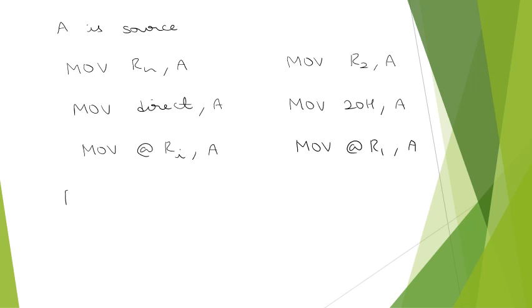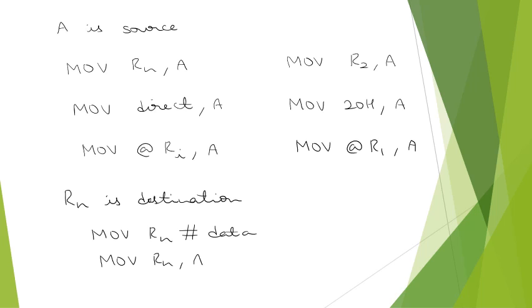Next we have when the register is the destination. So we have the following three formats: MOV Rn, #data, then MOV Rn, A, then MOV Rn, direct. So directly the value can be copied to the register and accumulator content can be copied to the register and the memory location can be accessed and its data can be copied to register.